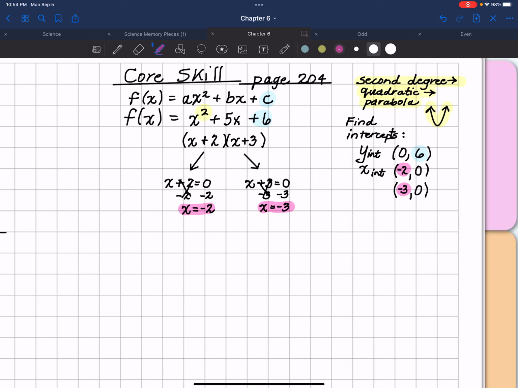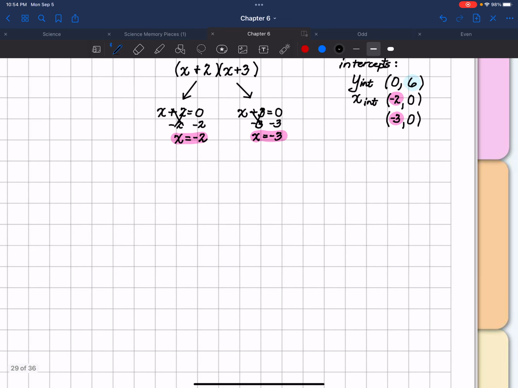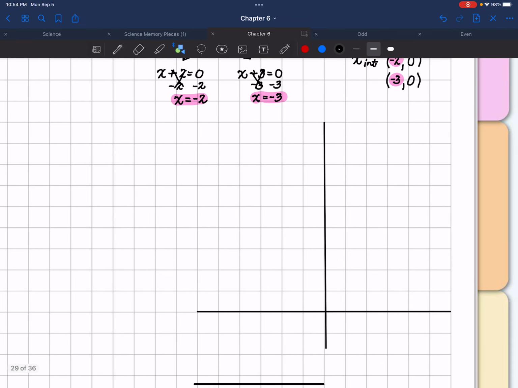Now we can graph this thing. Let's go ahead and sketch a graph of this picture. So I'm going to sketch myself a coordinate plane. I know that it needs to go up to at least 6 in the y direction because that's the intercept. So I'm going to take it a little higher than that. Let's go to maybe 8 in the y direction.